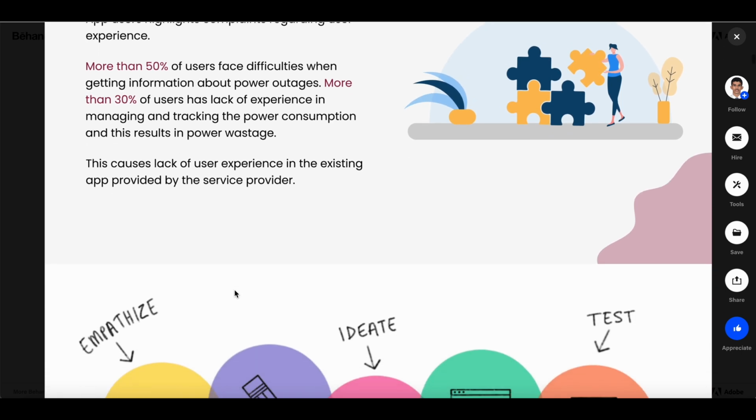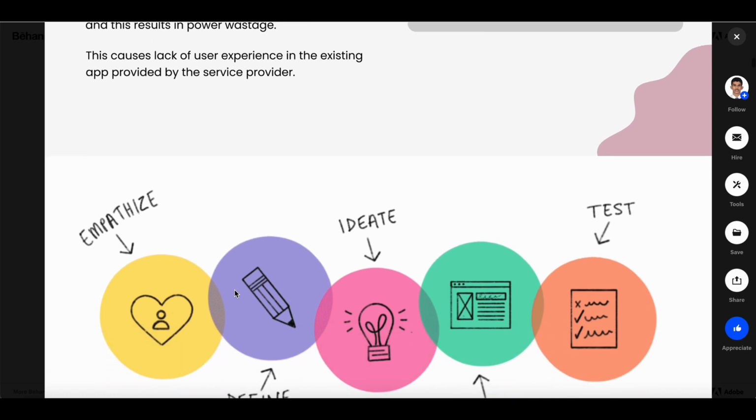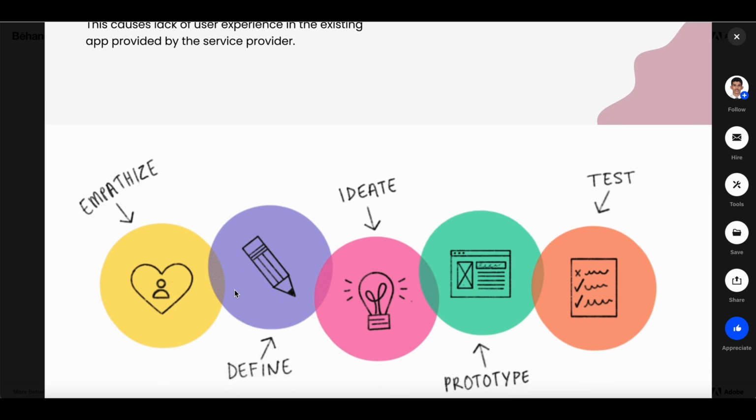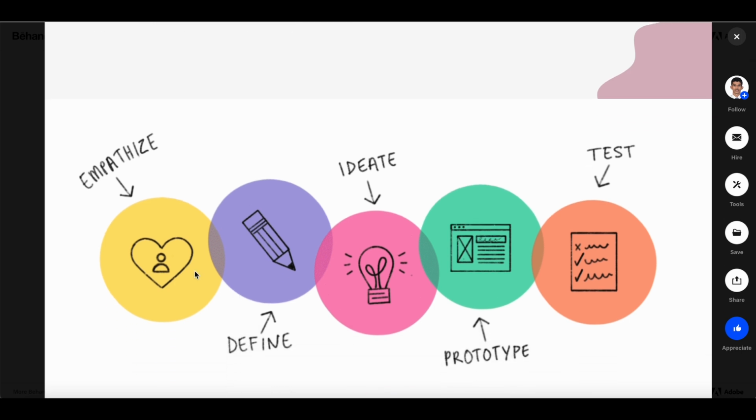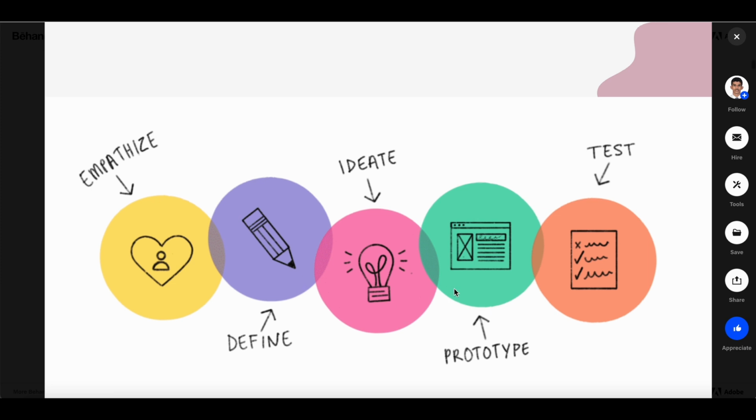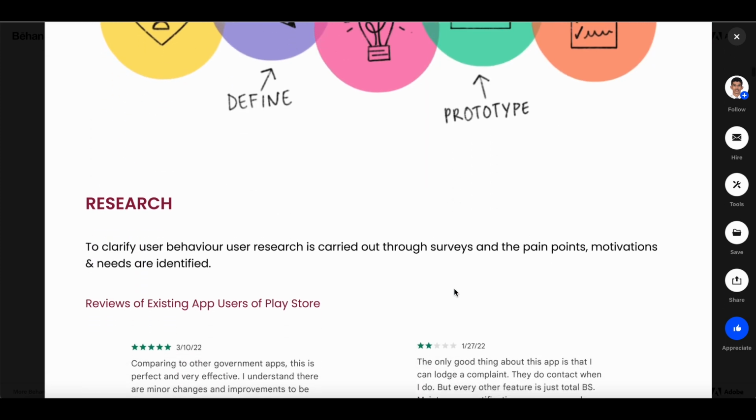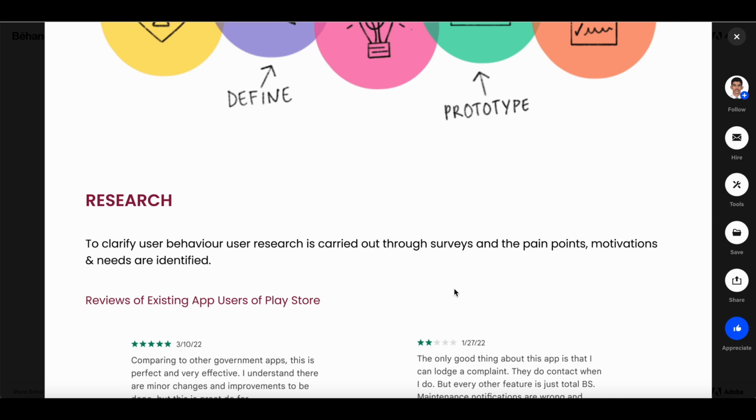and so on. Then he has mentioned the process that he is going to take to improve the user experience of this particular application. It's the typical design thinking process that I could see: empathize, define, ideate, prototype, and test. And then he has conducted research, which is a very good approach.